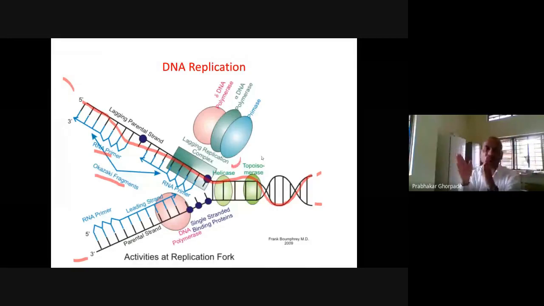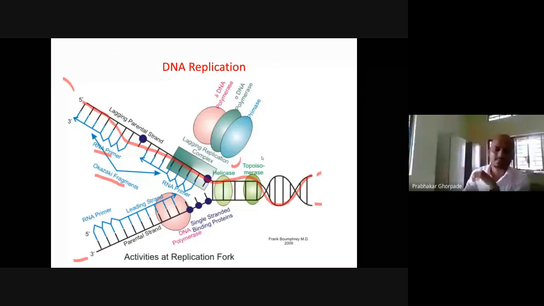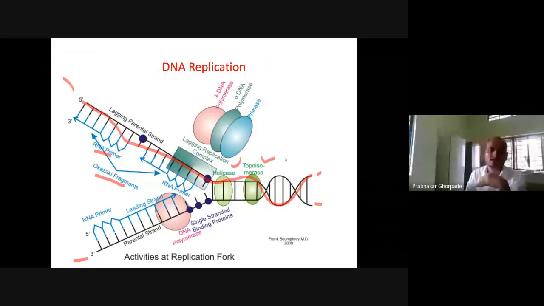Then topoisomerase. Once we open this double-stranded DNA, what happens at the back end? It twists on itself. We don't want that twist to happen, otherwise further replication may be hampered. For that purpose, we have the topoisomerase enzyme, which removes this twist. So it helps us in the unwinding of the DNA.